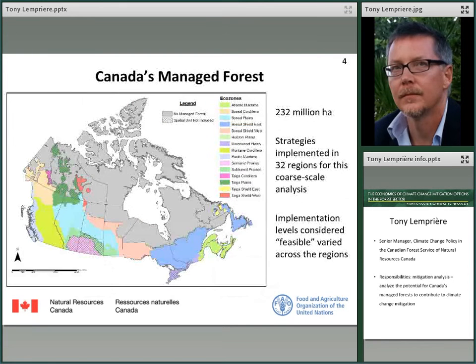We implemented the strategies across Canada's managed forest, which covers 232 million hectares, as it's defined for the purpose of greenhouse gas inventory reporting. And for this study, we implemented the mitigation strategies in 32 separate spatial units that covered almost all of the managed forest. These spatial units are shown here. They're defined by the intersection of ecozones, which are in color, and the boundaries of our provinces and territories.